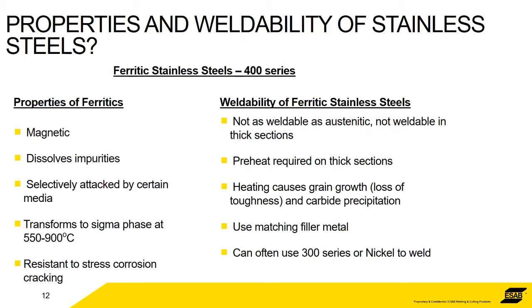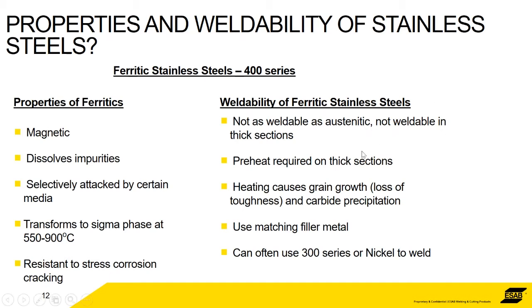Ferritics do have properties similar to mild steel, but with a better corrosion resistance. And the difference is really that a carbon steel is obviously ferritic, but a ferritic stainless steel has got anything up to 17% chromium, so 12 to 17% chromium. And because of that, they are a stainless steel, but they're relatively inexpensive because of the low nickel content. They are selectively attacked by certain media, but they're very resistant to corrosion cracking.